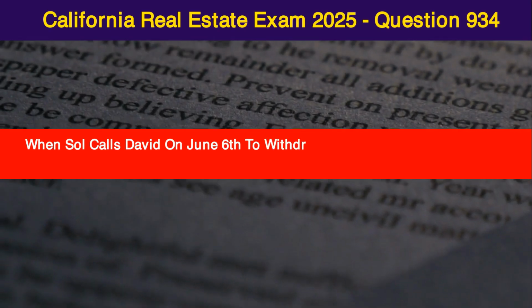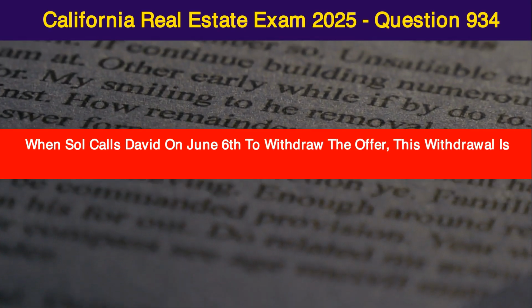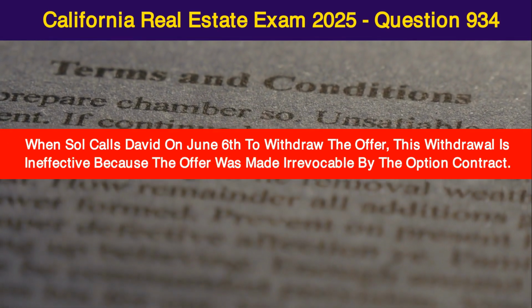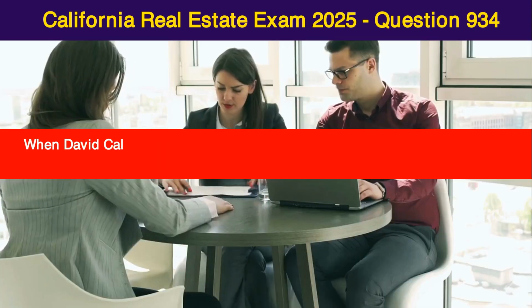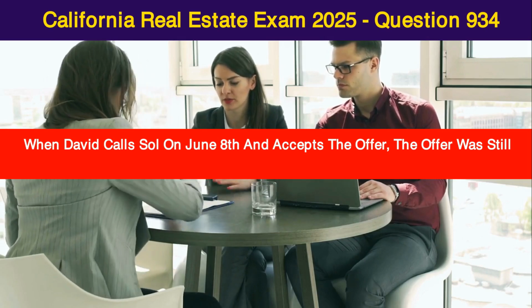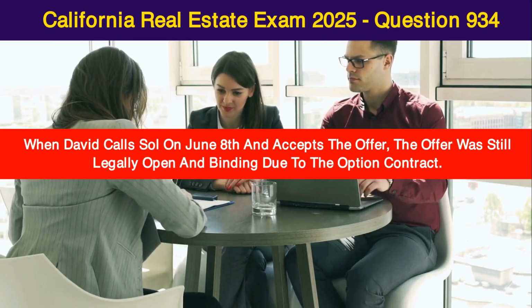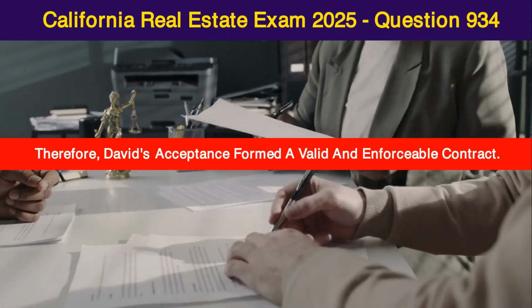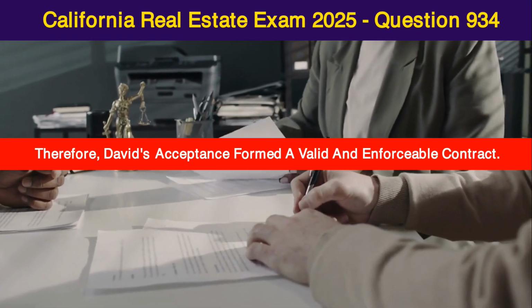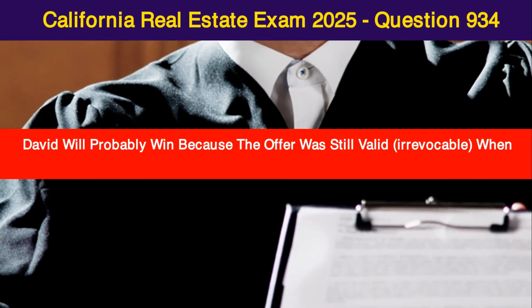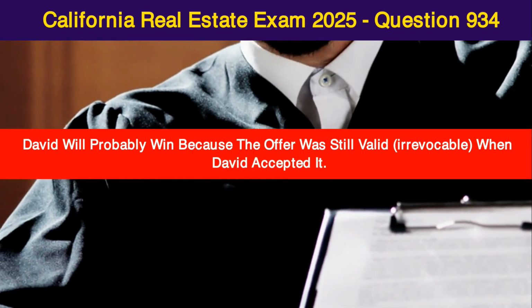When Saul calls David on June 6 to withdraw the offer, this withdrawal is ineffective because the offer was made irrevocable by the option contract. When David calls Saul on June 8 and accepts, the offer was still legally open and binding due to the option contract. Therefore, David's acceptance formed a valid and enforceable contract. David will probably win because the offer was still valid, irrevocable, when David accepted it.